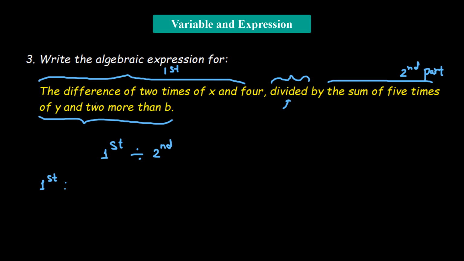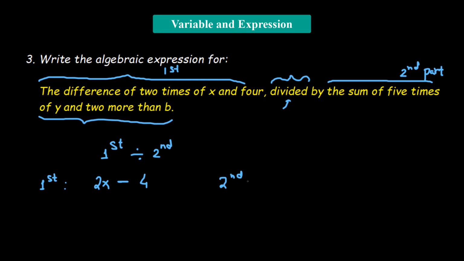So it says the difference. The difference means we have to subtract: the difference of 2 times x and 4. So we have two numbers. We have 2x, which is 2 times x, simply 2 multiplied by x, and the other number is 4. Now we have to find the difference between the two numbers, so that is simply 2x minus 4. This is our first statement, and let's move on to the second statement.